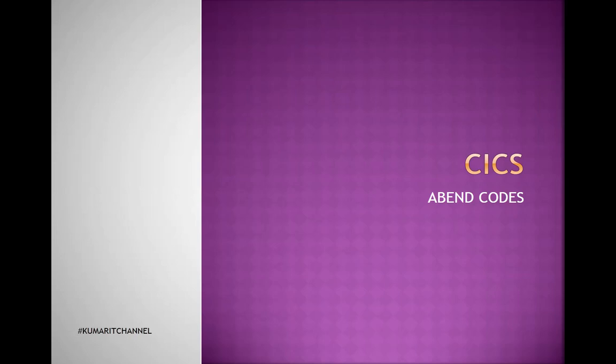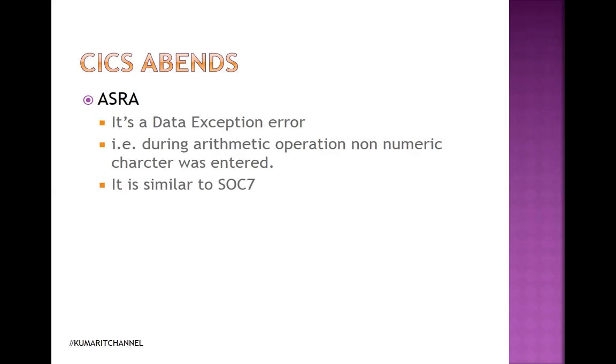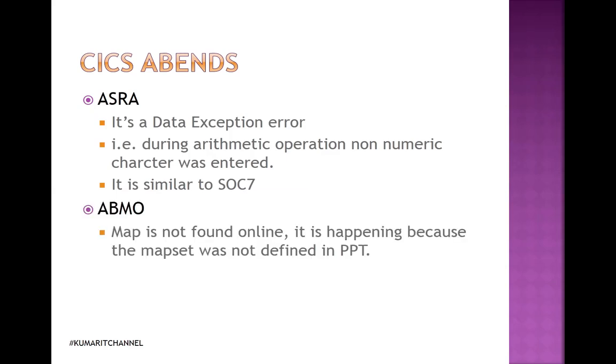Now let's look at the CICS abends. So what are the common CICS abends that we come across? Starting with ASRA. So what is this? It is a data exception. Normally it's like a S0C7 where we pass some non-numeric value to a numeric variable. In that case, we see an S0C7 abend, and we have to make sure we pass the data correctly. This is commonly seen.